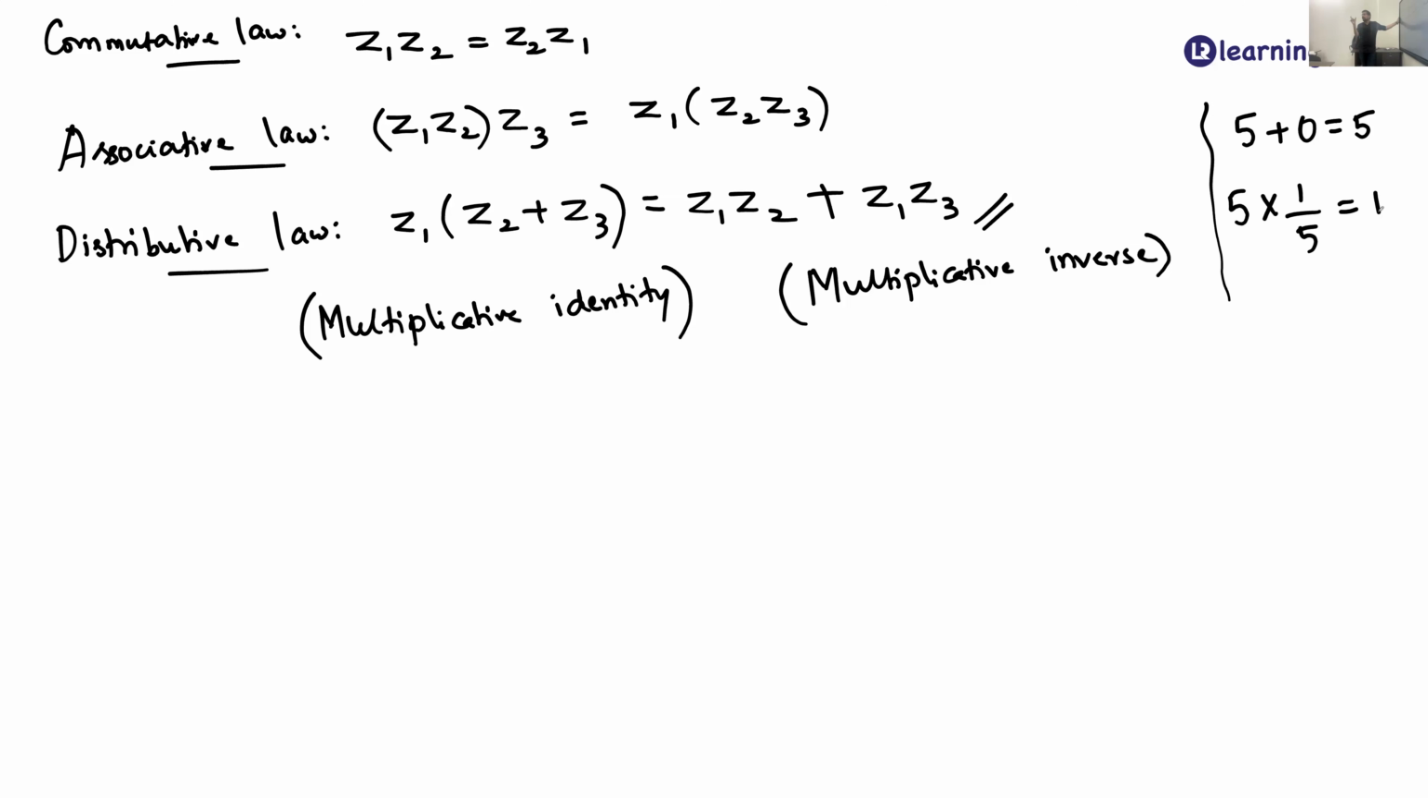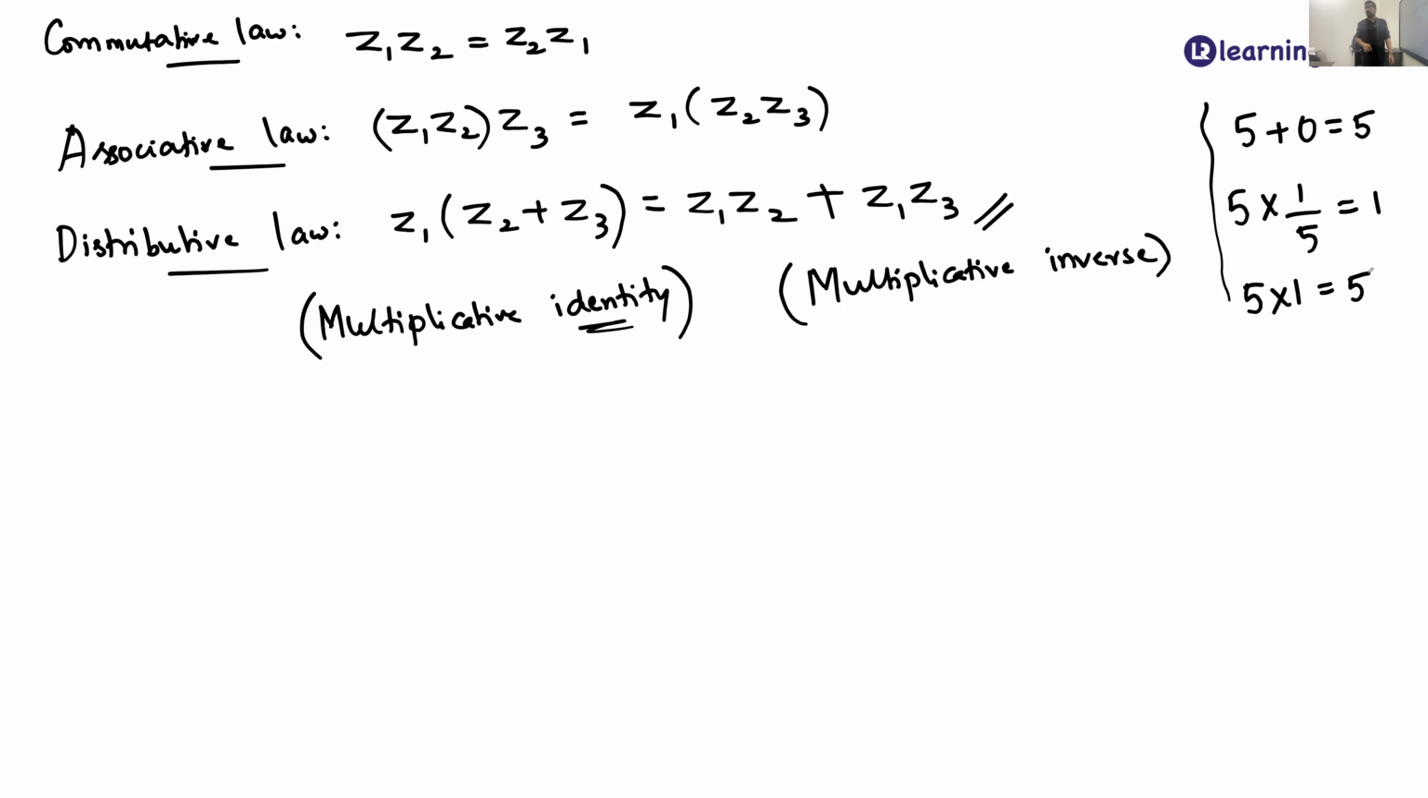Okay. So whenever you talk about an identity, listen to this. When you add that number, it should give back the same number. In a similar way, when you multiply with that number, it should give back the same number. So if I take 5 and multiply it with 1, what do I get? I get 5. So 1 is called the multiplicative identity. Whereas if I take a number and multiply it with another number to generate a 1, the number with which I'm multiplying is called a multiplicative inverse.